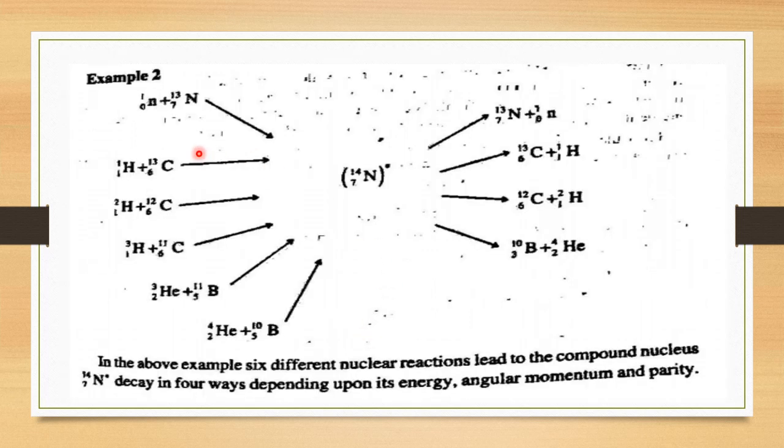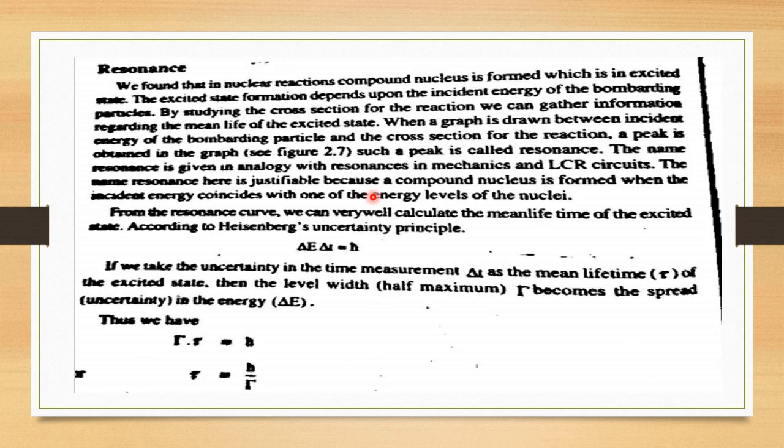Here is another example. In this example, there are different ways to form this compound nucleus. There are 6 different ways to form the compound nucleus and then 4 different ways for disintegration of this compound nucleus. So these are the 6 ways for the formation of this compound nucleus, and these are the 4 methods of disintegration of this compound nucleus.